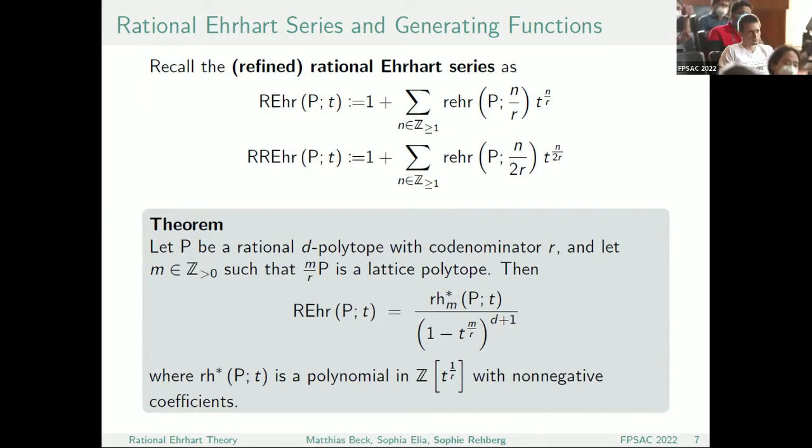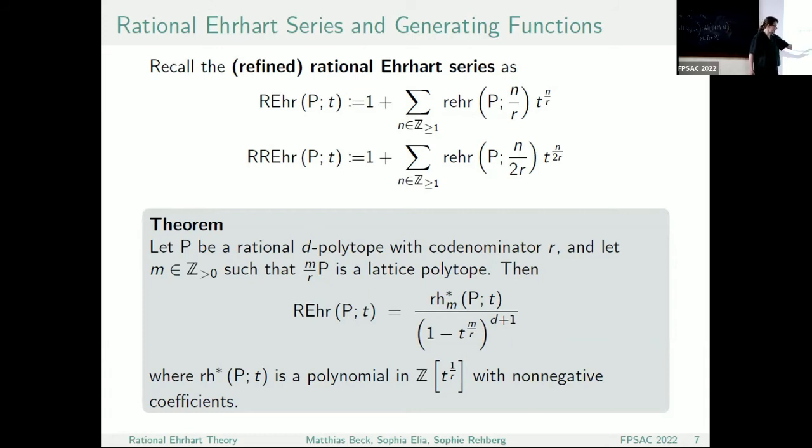So we always assume P is a rational polytope of dimension D, so full dimensional. The codenominator will always be called R. And then we have one extra parameter that we call M, such that M over R is again a lattice polytope, meaning a polytope with integral vertices. And there are at least two canonical choices for M. I will talk about them in a couple of slides.